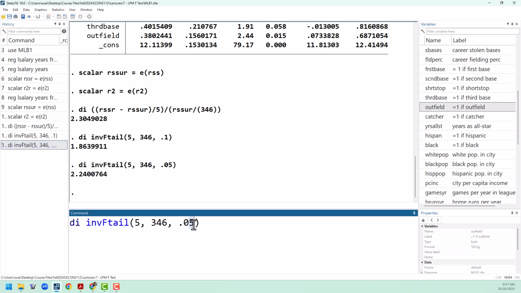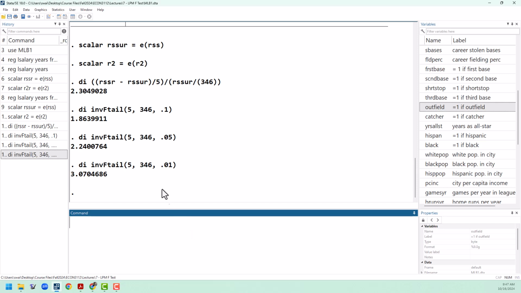And then let's go to the 1% level. And here you can see that we fail to reject because our F statistic is lower than this critical value. We can verify this using a p-value. And for the p-value, we are going to need ftail. Again, the pieces of information we need are number of restrictions, which is 5, our degrees of freedom, 346.